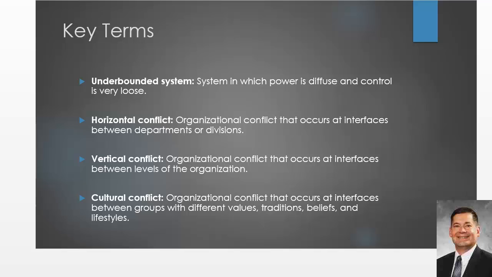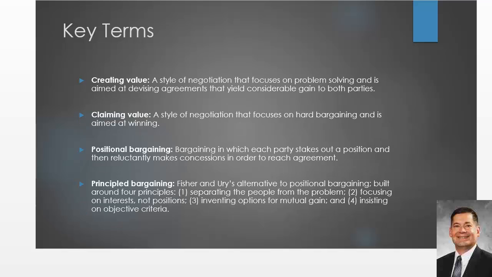The next 3 definitions look at conflict: horizontal conflict between organizations that are at the same level, vertical conflict, interfaces between the levels within an organization, and then cultural conflict. How do we get things done? You can have different cultures within different divisions within an organization and how that affects the organization.